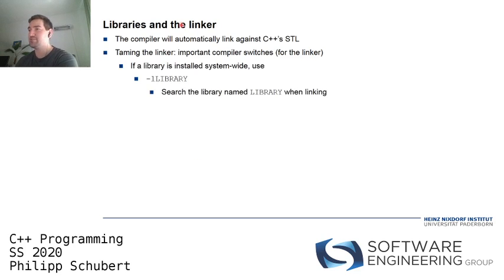So if you have a library installed on your system in one of the system paths where the linker can find it, you can use the dash lowercase l flag. The dash lowercase l flag is for the linker. The compiler will just forward it to the linker, and directly without a space, without any spacing character, you give the library name. Then the compiler will compile your code, and it will link against that library with the name that you specified after the dash lowercase l flag.